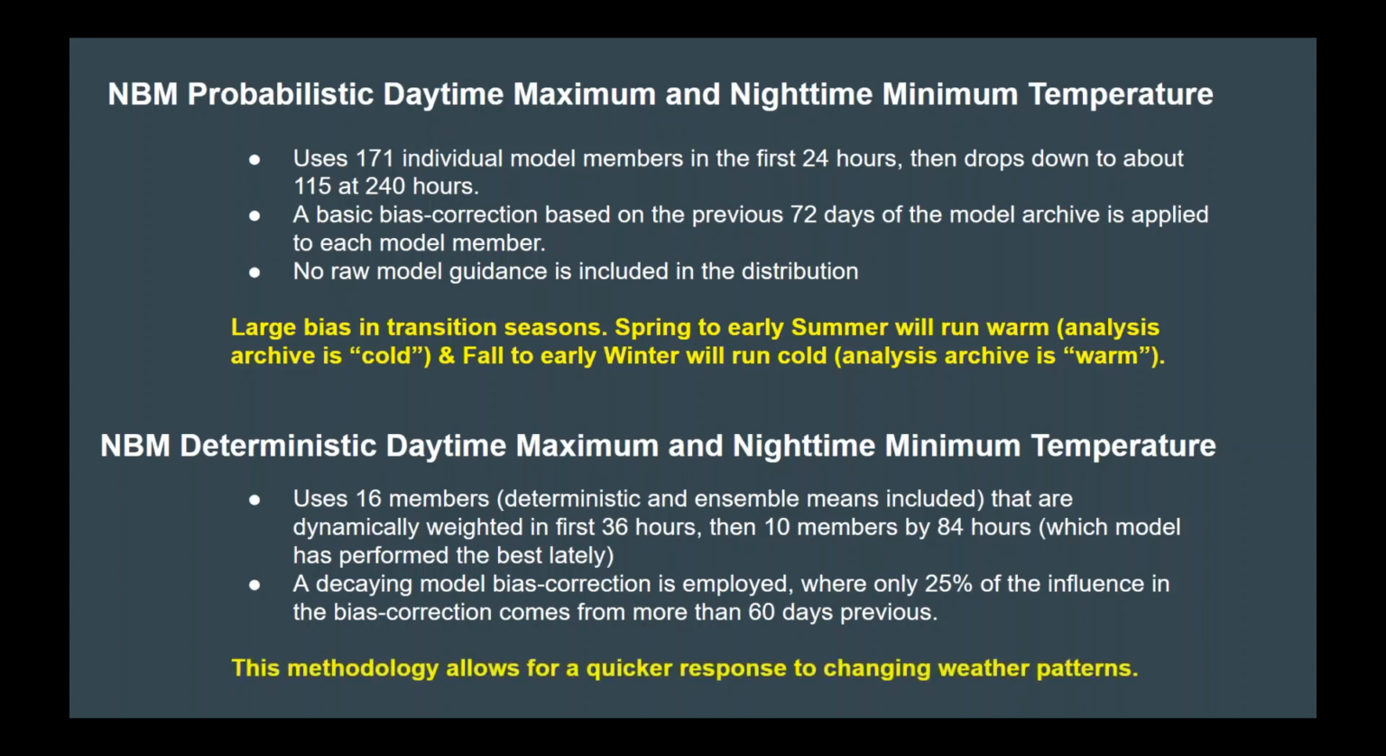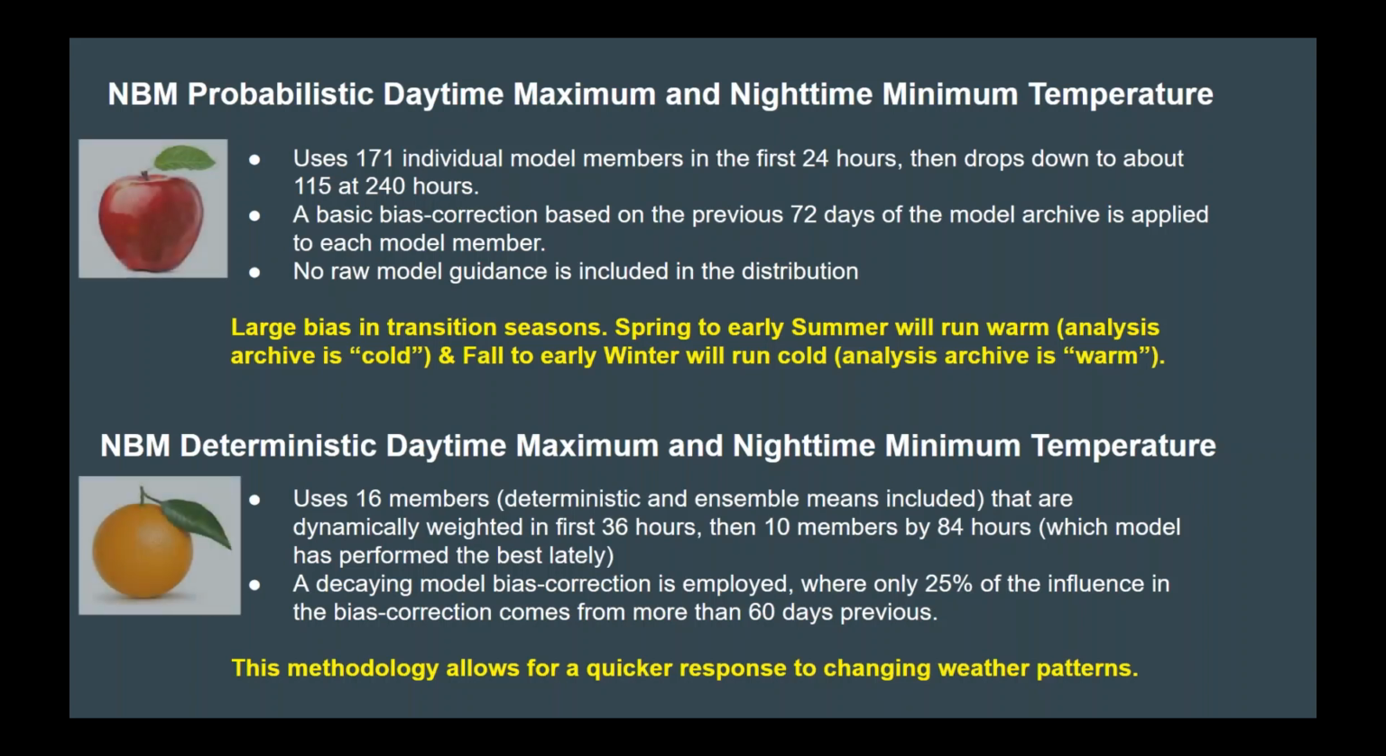This methodology is nice if you have changing weather patterns, because again, your bias corrections, the probabilistic is 72 days, the bias correction on the deterministic is only maybe a couple weeks at most, where you're getting a lot more emphasis. So if you're looking for the change in weather patterns, the MBM deterministic does a pretty good job with that. So again, these two are to be considered as apples and oranges.